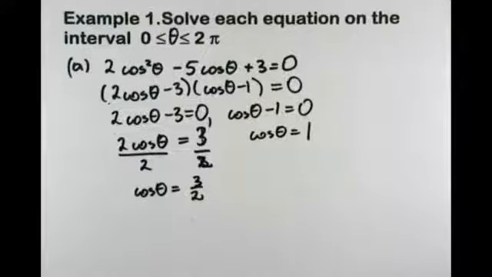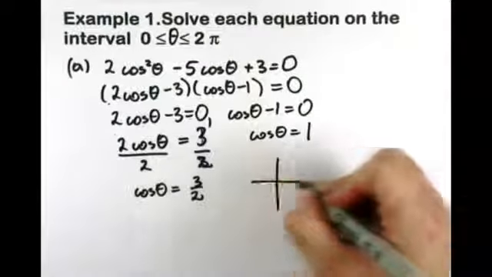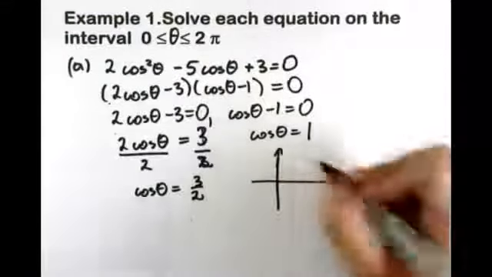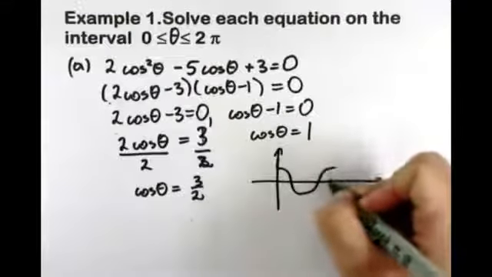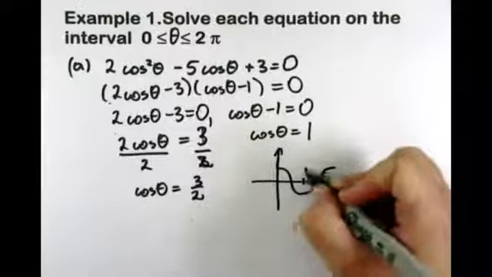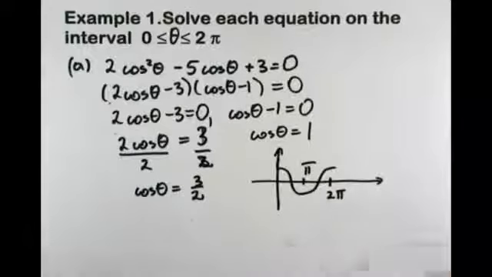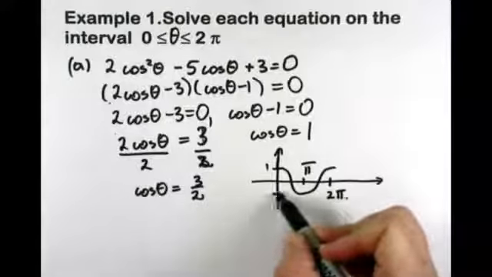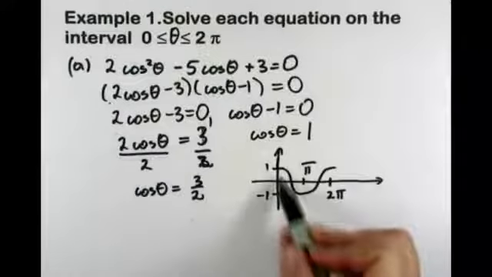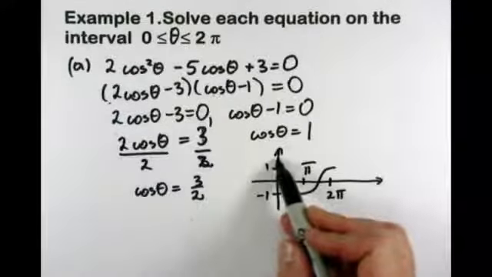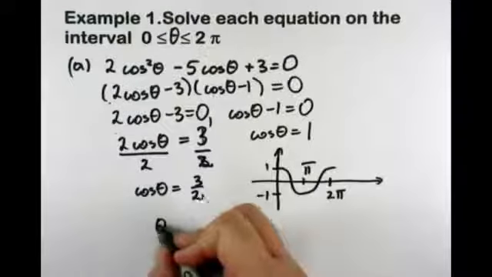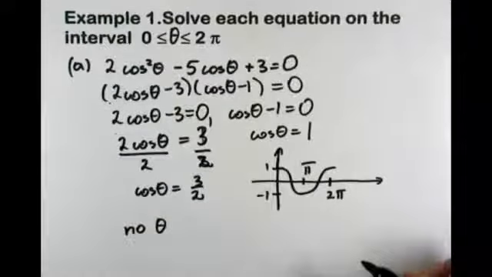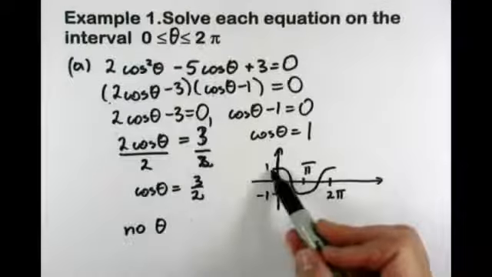So now for cos theta equal to 3 halves, we check our reference table. There is no 3 halves. So we get this from the graph. If I draw the graph of cos theta, cos theta has the wave shape, between 0, pi and 2 pi. So cos ranges from 1 to minus 1. Cos theta has a maximum value of 1, it doesn't go to 3 halves. So for this case, there is no theta, because the highest value is 1.